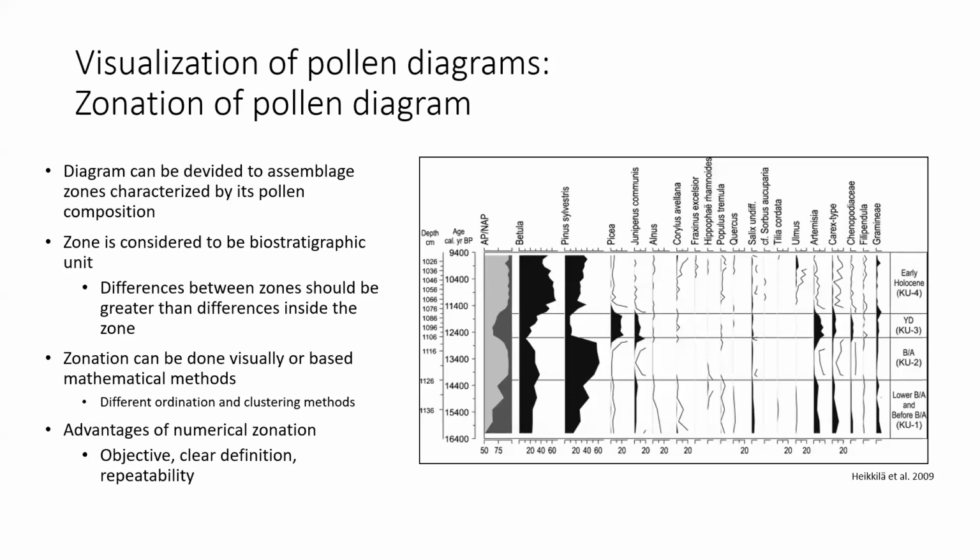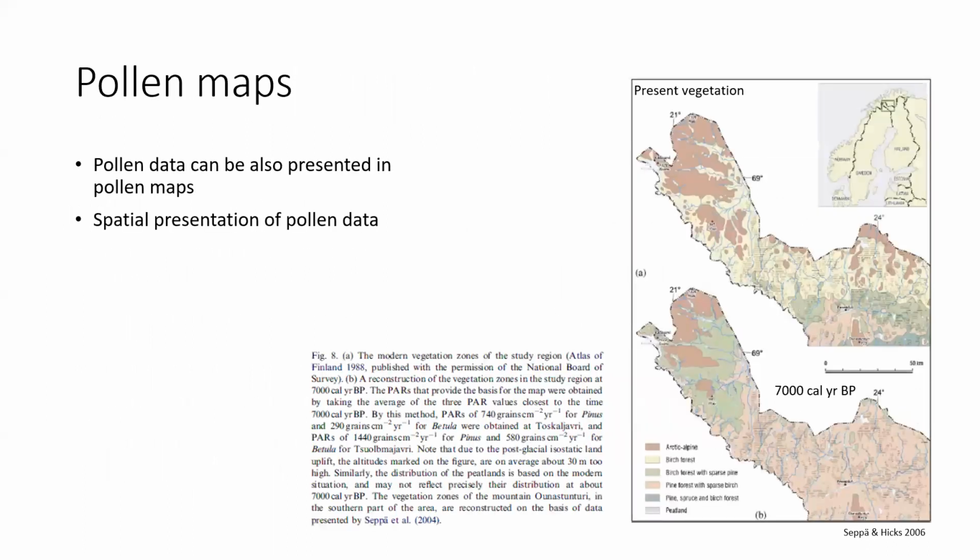and basically in making the zones, the idea is that inside the zone the pollen samples are more similar than in the next zone. So this is done to help interpret the changes.